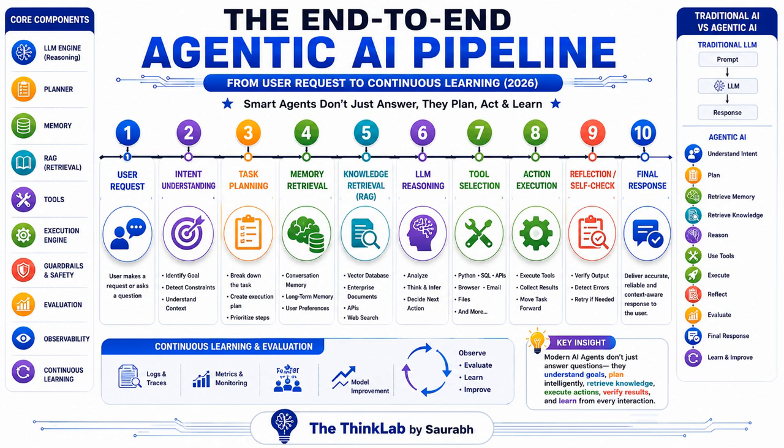Now we are moving to step seven, which is called tool calling. Modern AI agents don't rely only on language generation.